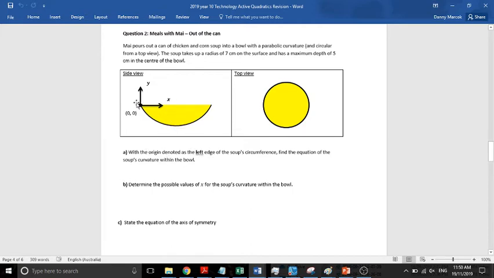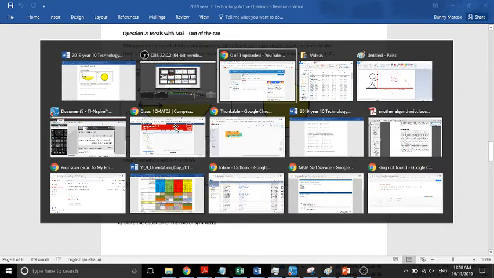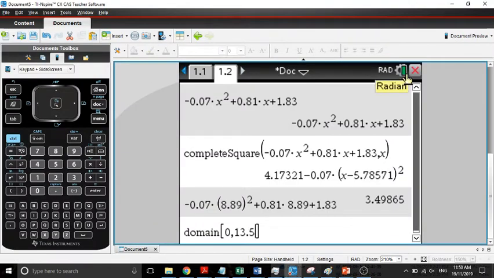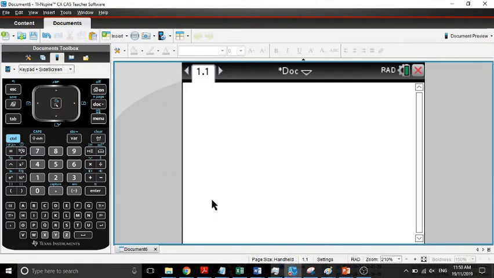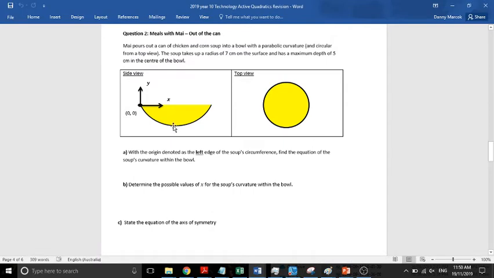Like I said, with the origin here in the top left where the soup is, find the equation of curvature. So we know that we're going to go across to 7 and down to -5. To write an equation, we're going to go to CAS and make a new one. We've got a turning point here.